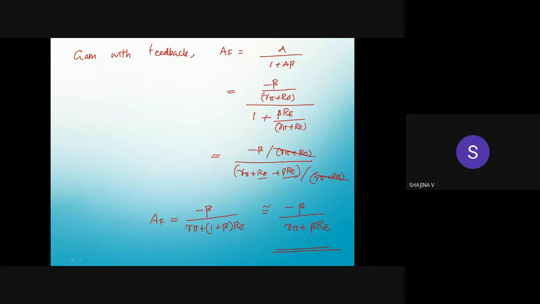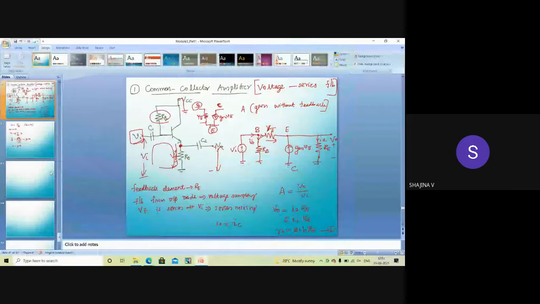Okay. Since beta is very large compared to 1, because it will be in the range of about 100. Okay. So it is approximately equal to beta. So I can write minus beta divided by R pi plus beta RE. Or simply you can write minus beta by R pi plus 1 plus beta into RE. Okay. So this is gain with and without feedback. Okay. Now we have to consider input and output impedance, right?